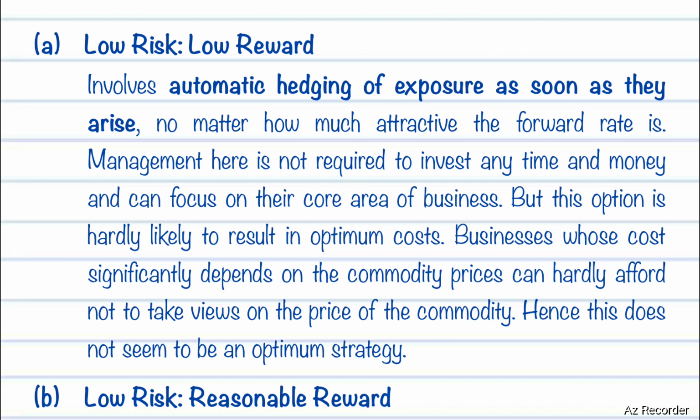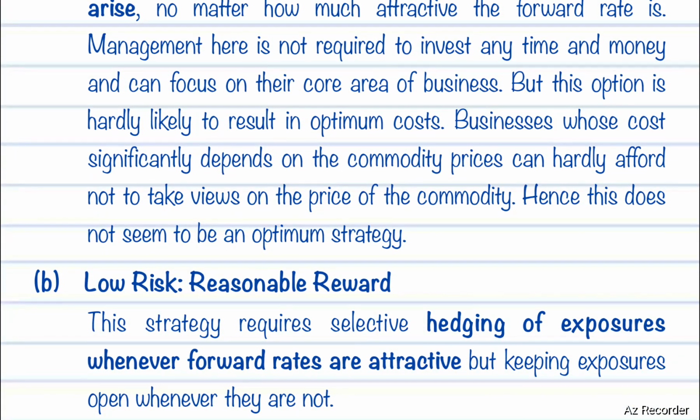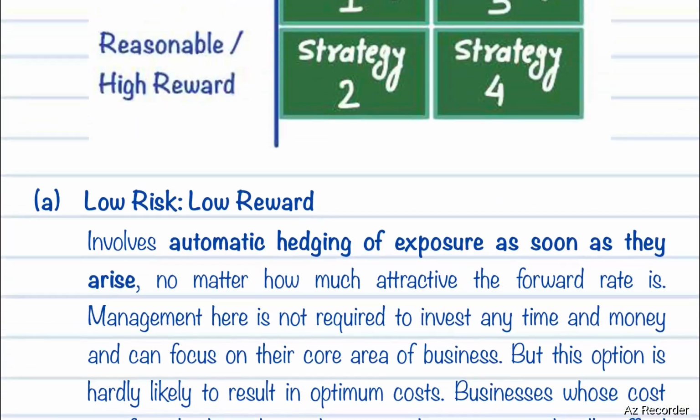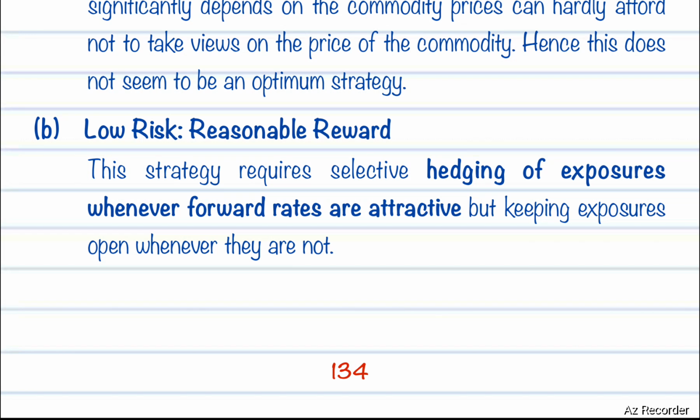Management here is not required to invest any time and money and can focus on their core area of business. But this option is hardly likely to result in optimum costs. Businesses whose costs significantly depend on commodity prices can hardly afford not to take views on the price of the commodity. Hence, this does not seem to be an optimum strategy. Next, low risk and reasonable or high reward. This strategy requires selective hedging of exposures whenever forward rates are attractive, but keeping exposures open whenever they are not.